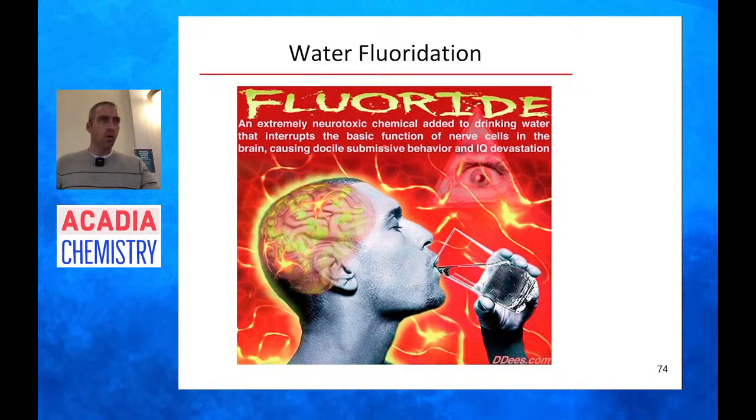So here's one for fluoride again. I'm coming back to this one. Infographic that claims it's an extremely neurotoxic chemical added to drinking water that interrupts the basic function of nerve cells, causing docile, submissive behavior and IQ devastation.